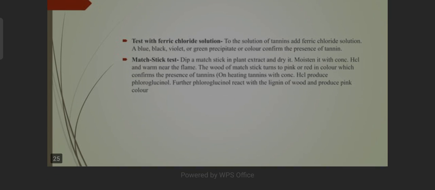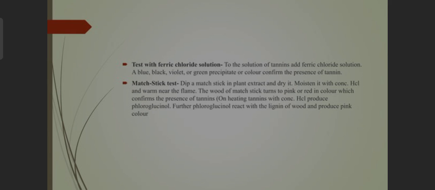Test with ferric chloride solution. To the solution of tannins, add ferric chloride solution. A blue, black, violet or green precipitate or color confirms the presence of tannin. Matchstick test. Dip a matchstick in plant extract and dry it. Moisten it with concentrated HCl and warm near the flame. The wood of the matchstick turns pink or red in color, which confirms the presence of tannin. On heating, tannin with concentrated HCl produces phloroglucinol. Further, phloroglucinol reacts with the lignin of wood and produces pink color.